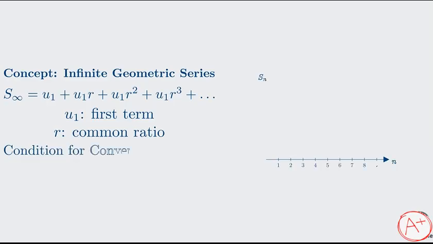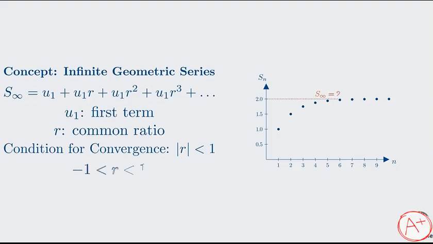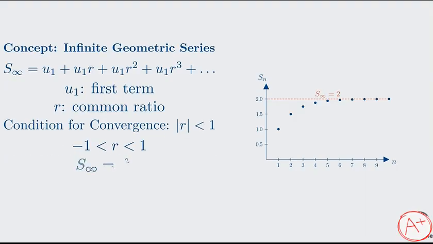The answer is no. A series only converges, meaning it approaches a specific finite limit, if the absolute value of the common ratio, r, is less than 1. In other words, r must be between -1 and 1. If r is outside this range, the terms get larger or alternate so wildly that the sum never settles. We call that a divergent series. When this condition is met, we use this elegant formula. The sum to infinity equals u1 divided by 1 minus r.